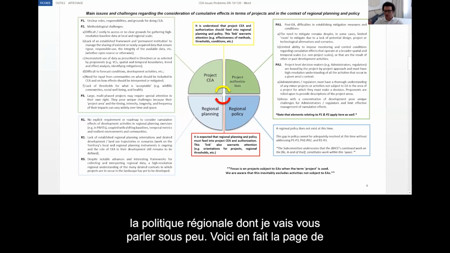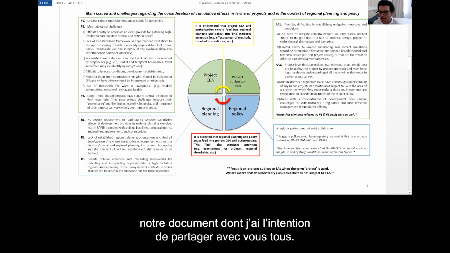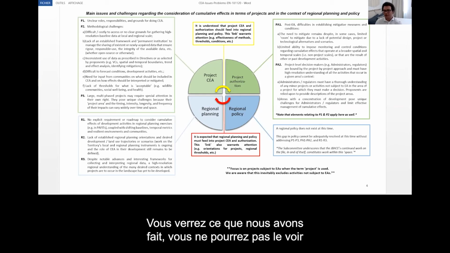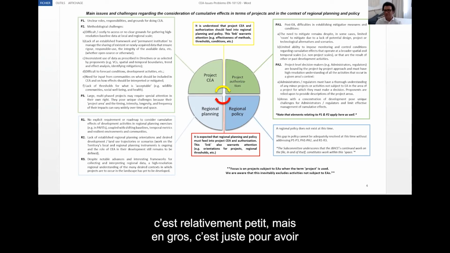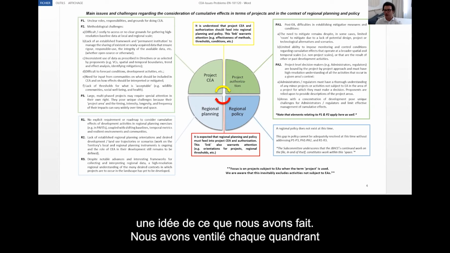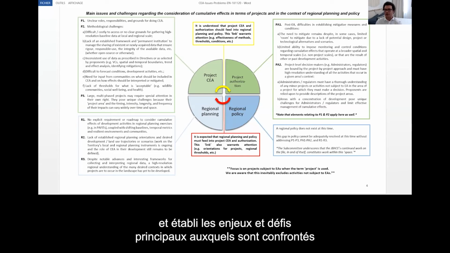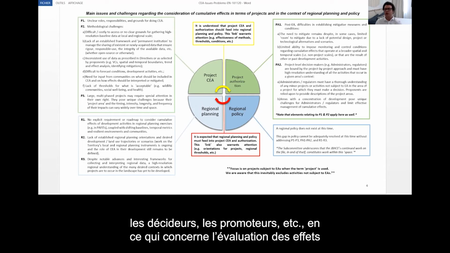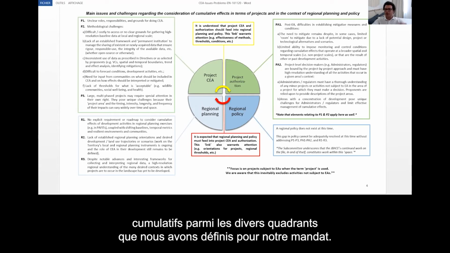So here is actually the page in our document, which I intend to share with you all. You won't be able to see it, it's rather small. But in essence, the idea here is just so that you get a feeling for what we did: each quadrant basically was hashed out. And we established the main issues and challenges that are facing decision makers, proponents, etc., when it comes to cumulative effect assessment across the various quadrants that we've teased out per our mandate.